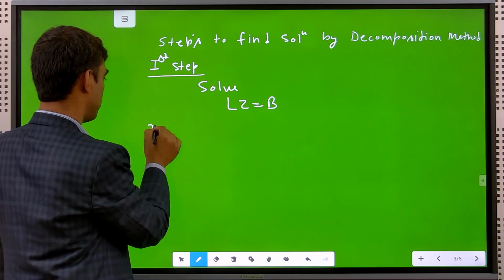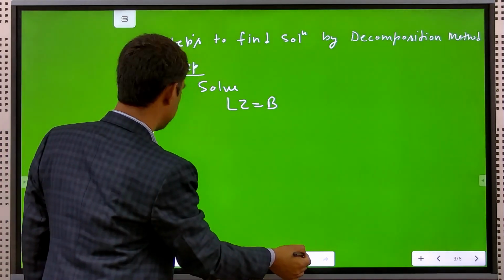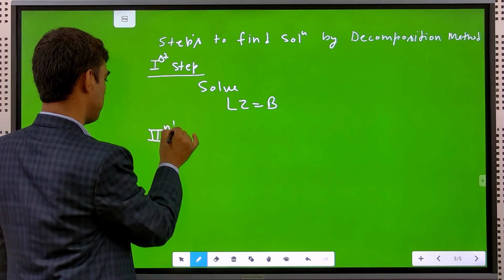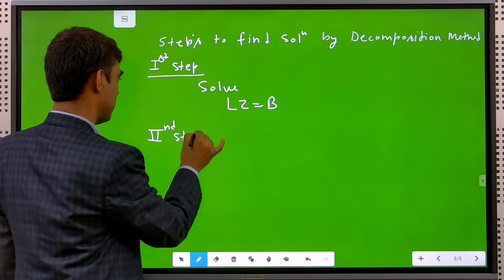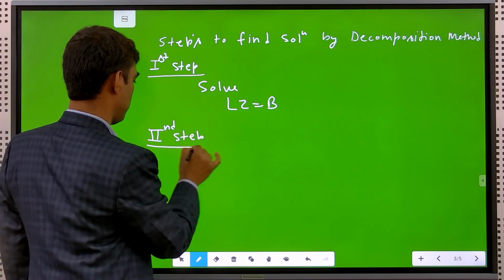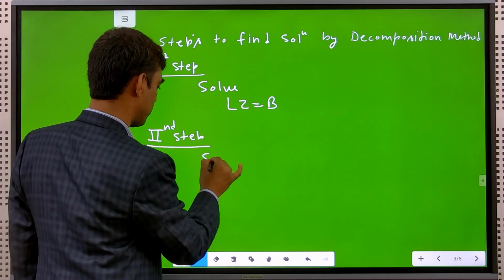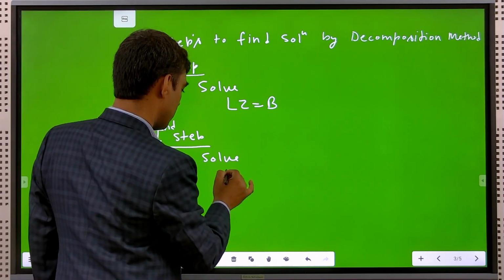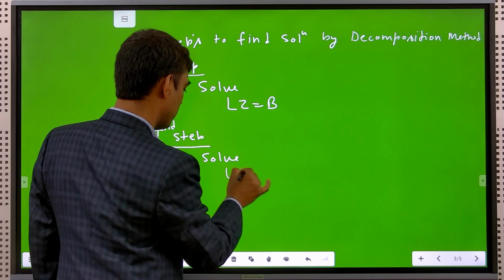Second step, here we write the second step: solve Ux equal Z.